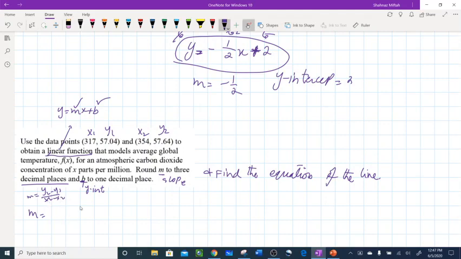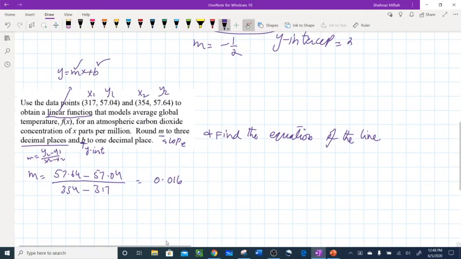So y2 is 57.64, subtract y1, which was 57.04, over x2, which was 354, minus 317. When I solve this using a calculator, I am getting 0.016. So that's my slope.